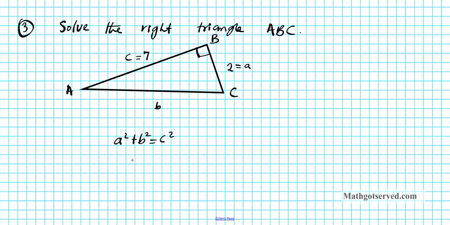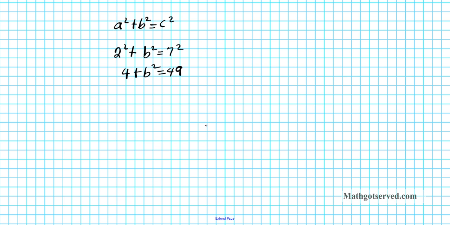We're looking for b, so a is 2, so we have 2 squared plus b squared equals 7 squared. We have 4 plus b squared equals 49. I'm going to subtract 4 from both sides, and then we'll have b squared equals 45. To isolate b, you take the square root of both sides, and that yields b is equal to the square root of 45.